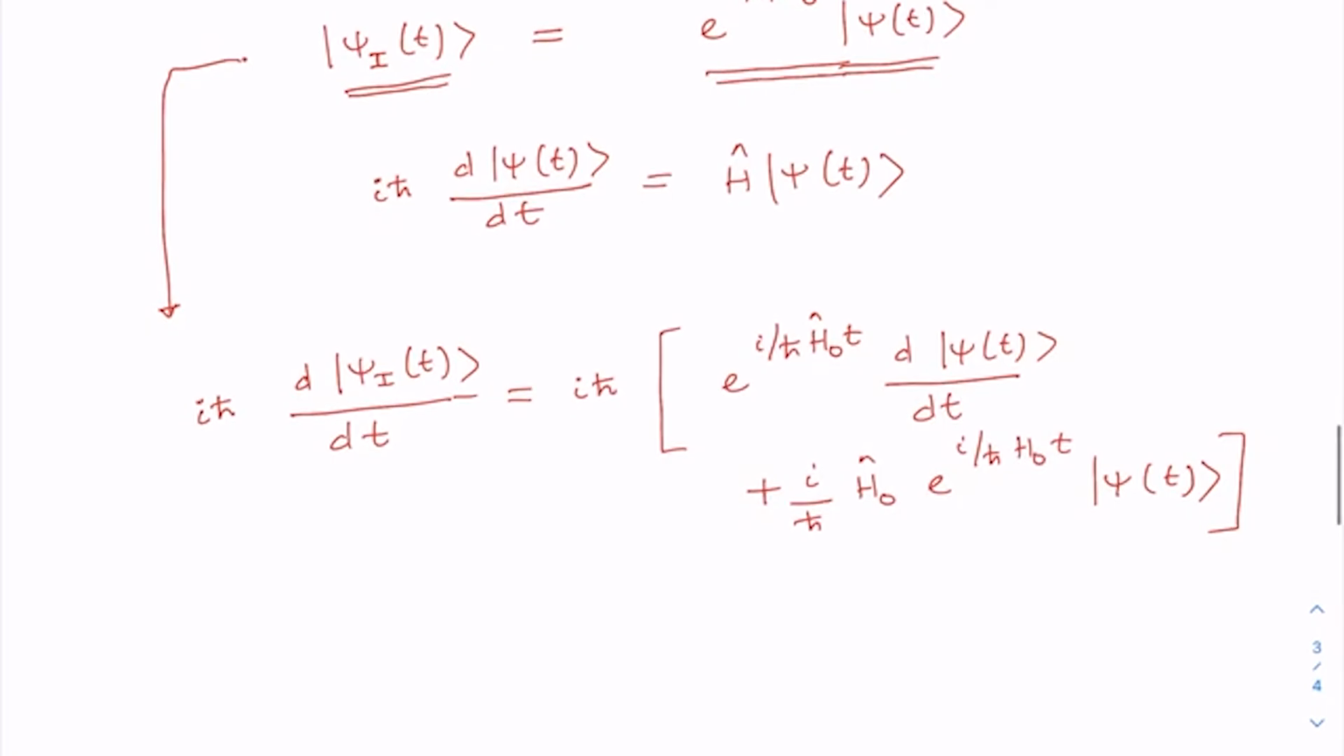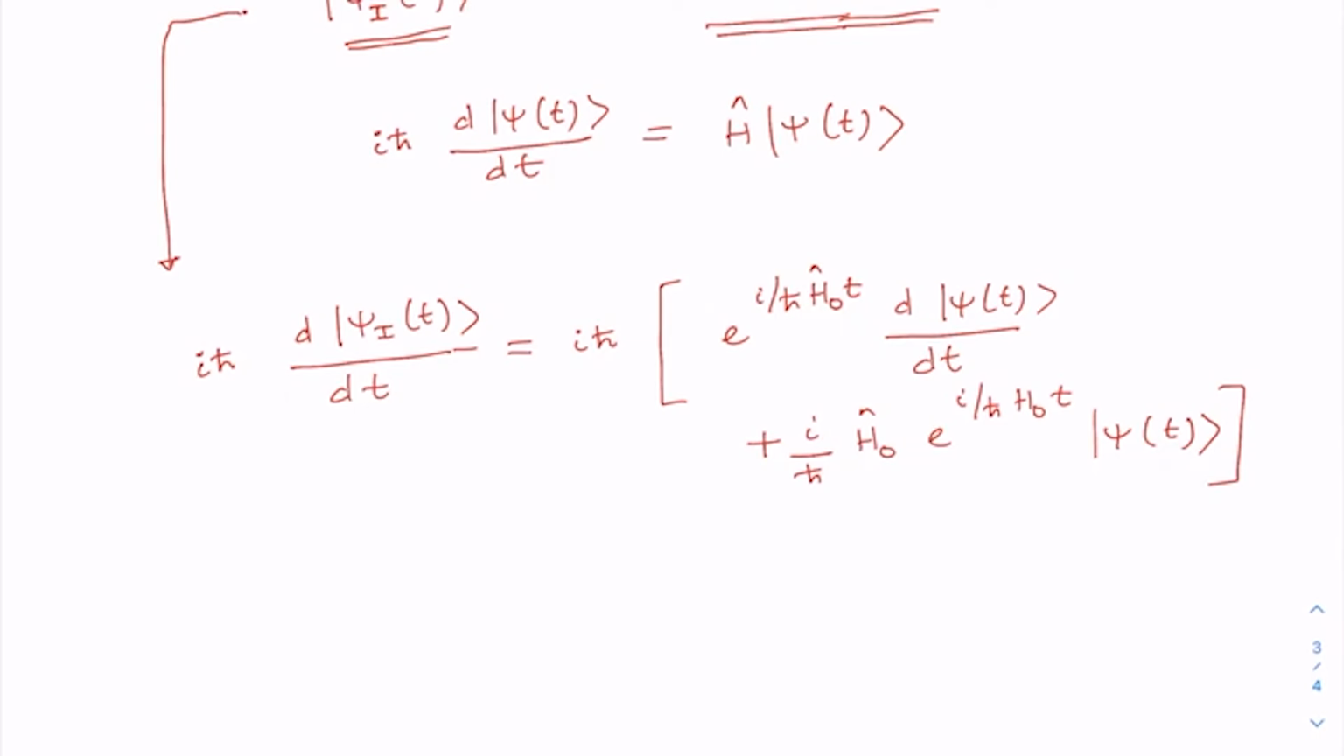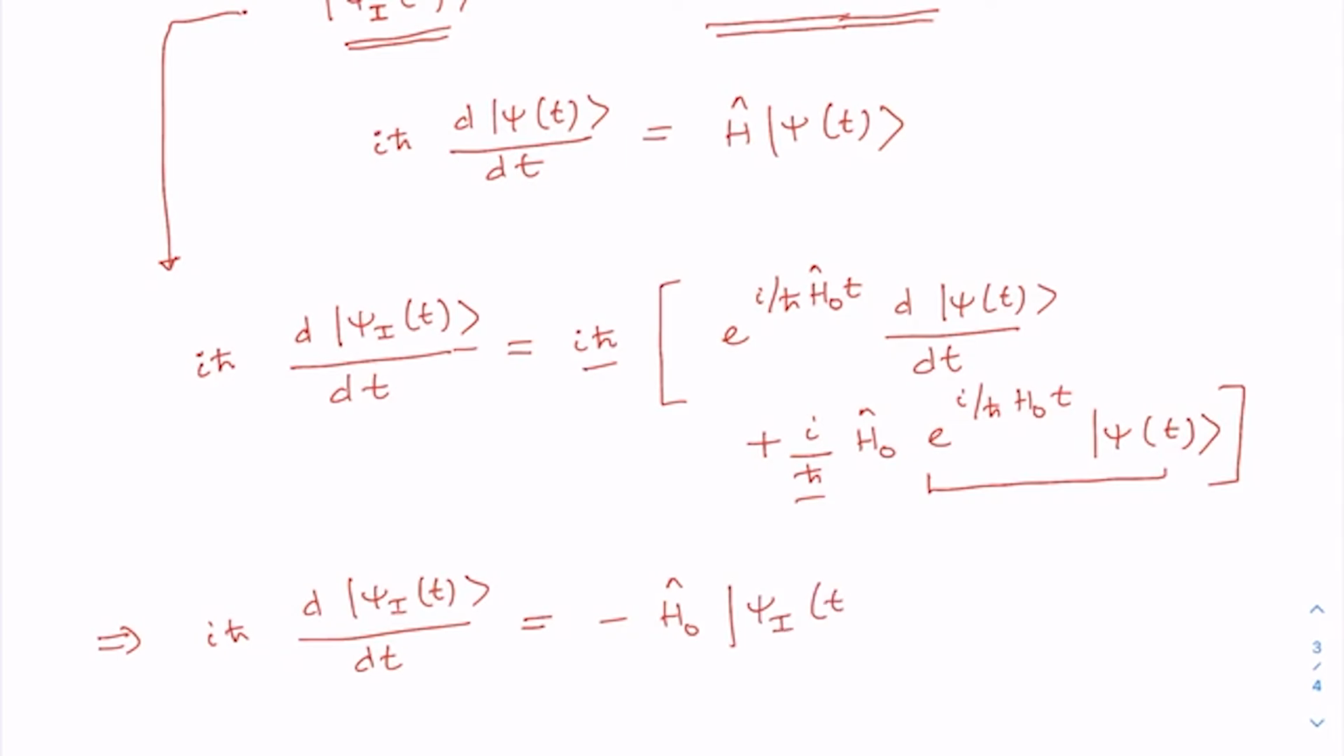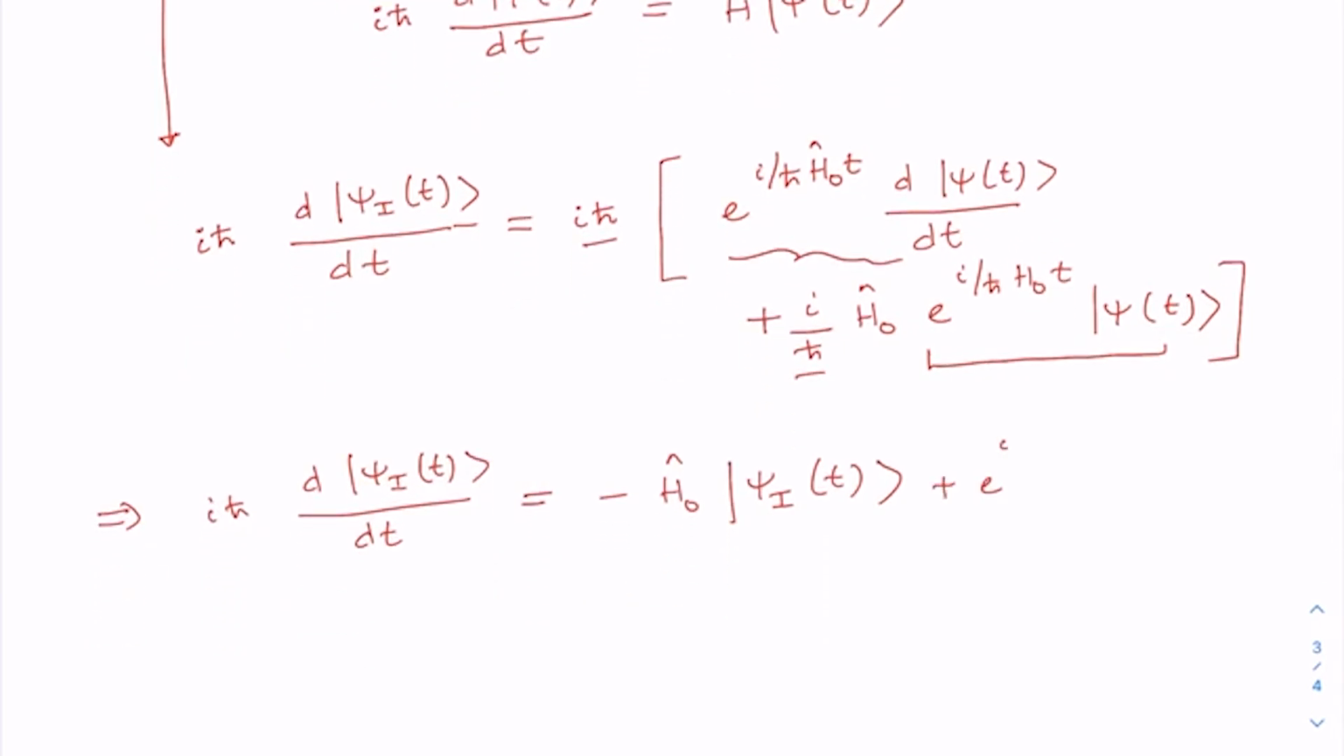So if I just do the manipulation, what I am going to have here is iħ dψ_I(t)/dt, which would be equal to, if I multiply this and this, minus H0 ψ_I(t), and from this part I will have e^{iH0t/ħ}, and I am just using the Schrodinger equation here, so I will have H ψ(t). I hope you are getting it.